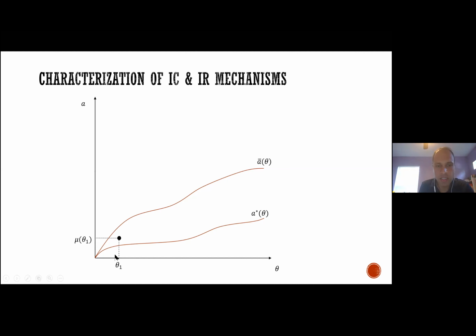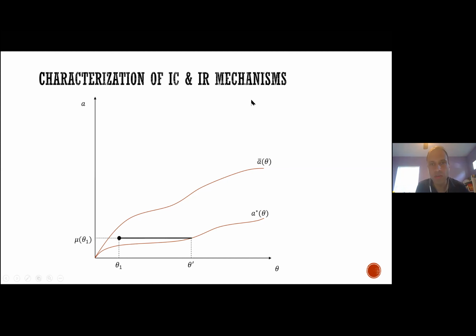So let's say a type theta 1 is prescribed an action which is greater than her optimal action in the mechanism, right? Mu of theta 1 is greater than A star of theta 1. Now, my claim is that if you consider these types in the interval theta 1 to theta prime, then the mechanism over this interval must be constant. That is, it must look like this. Now, what is the reason behind that?